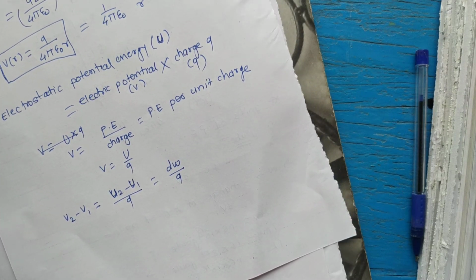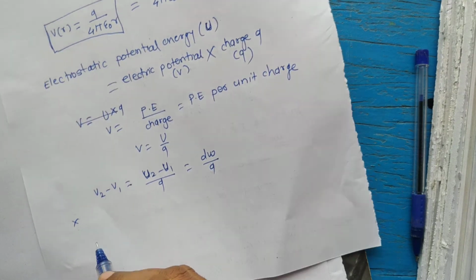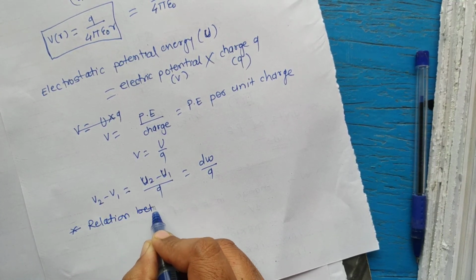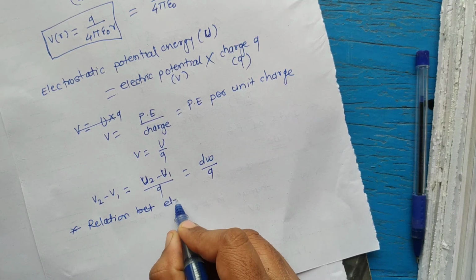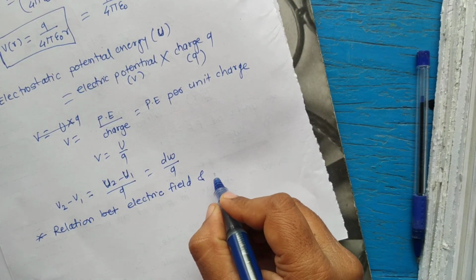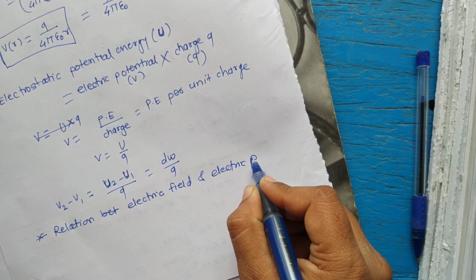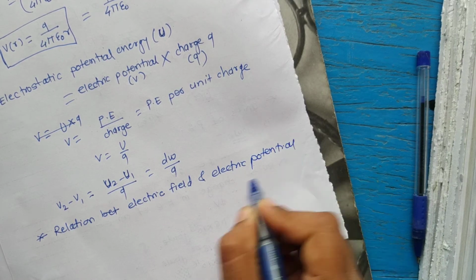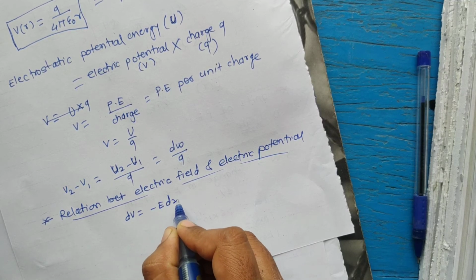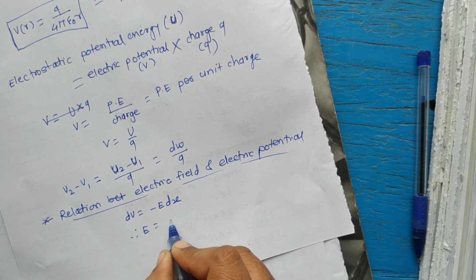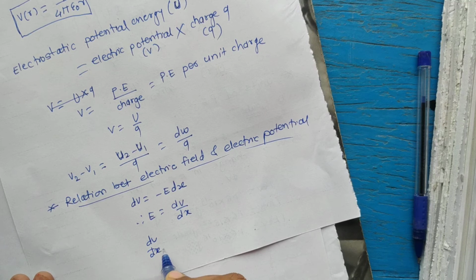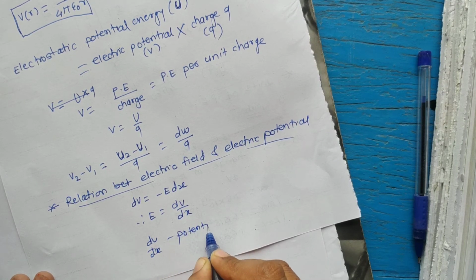Next point is the relation between electric field and electric potential. That is dV is equal to minus E dx, therefore E is equal to minus dV by dx, where dV by dx is the potential gradient.